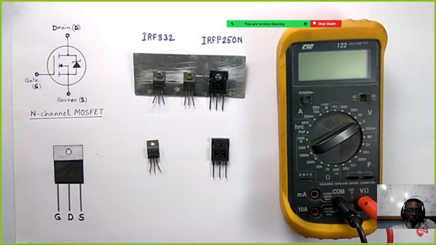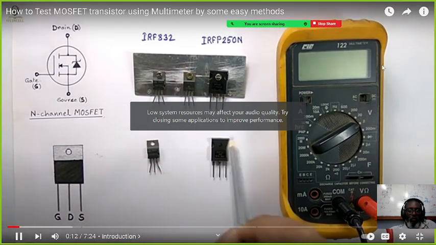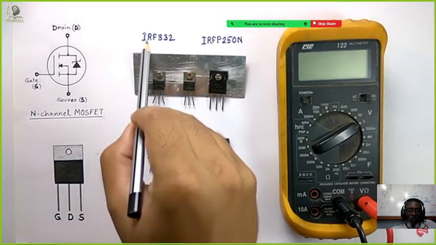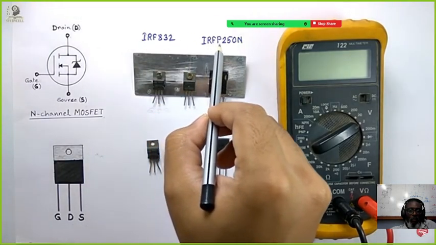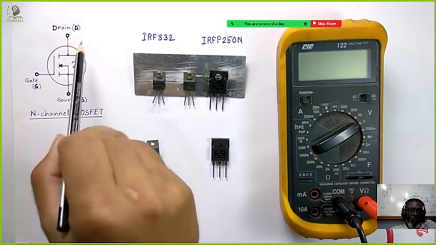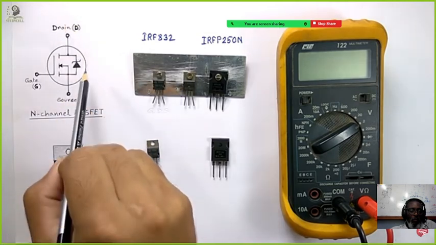Hello viewers, welcome to Ttpc. Today we will discuss some easy method of testing MOSFET using a multimeter. Now here I am using for testing IRF 832 and IRFP250N MOSFET, which are both enhancement N-channel MOSFET. I have shown the symbol of N-channel MOSFET here.